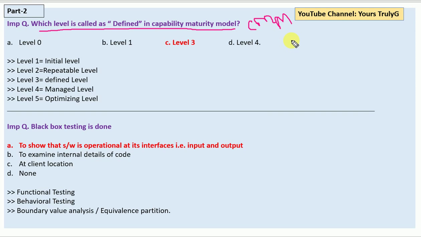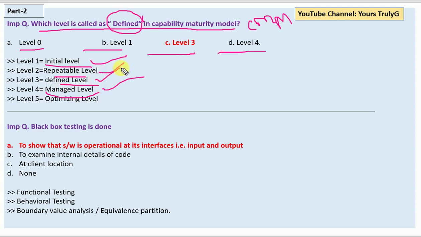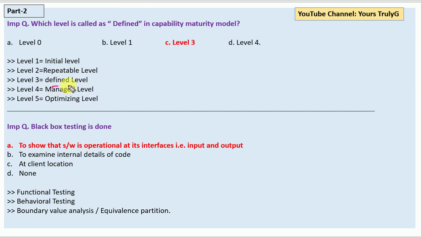They will ask anything. In this question you can see they have asked which level defined is associated with: level 0, level 1, level 3, or level 4. They can create a lot of questions related to this. They can ask managed is related to which level, initial is related to which level, repeatable is related to which level, defined is related to which level, optimized is related to which level. In this question, what they have asked is which level defined is related to. So level 3 is associated with defined. The correct answer is level 3. And in that video, I told you, if you want to see a practical example of level 1, level 2, these are all the maturity models.